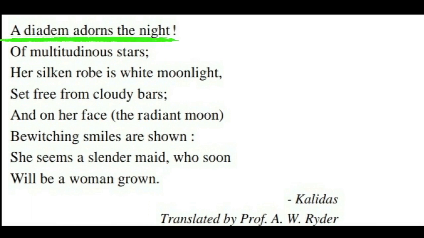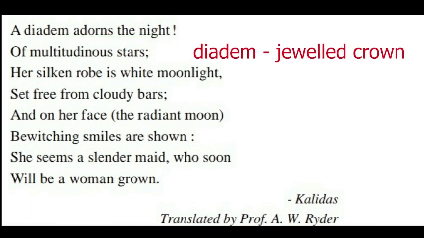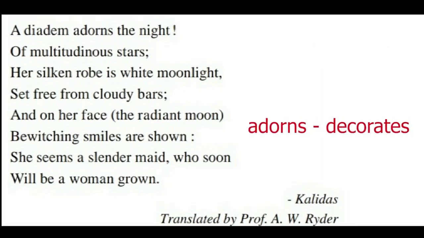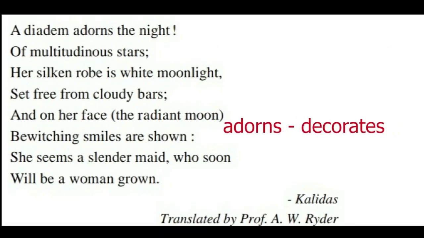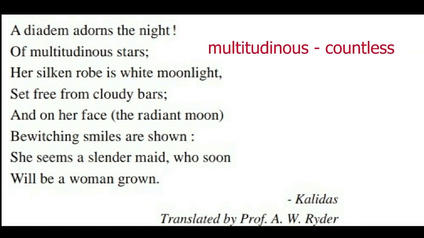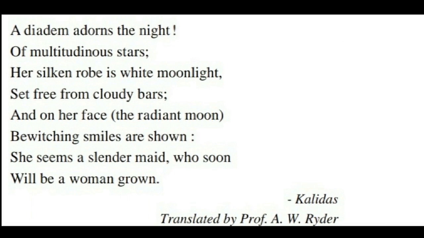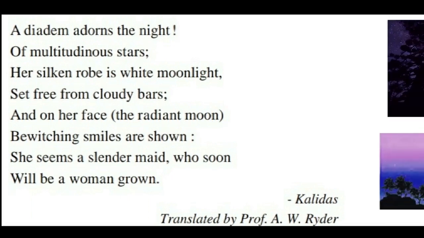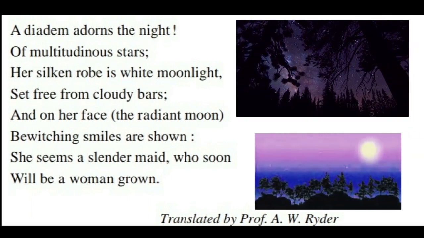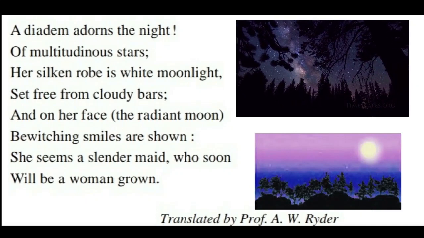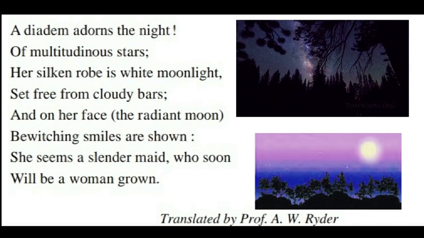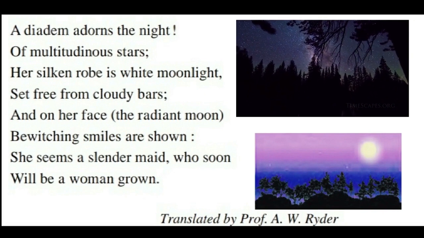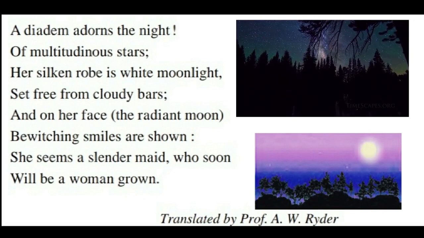A diadem adorns the night of multitudinous stars. Diadem, jeweled crown. Adorns means decorates. Multitudinous means countless. During autumn nights, the sky is covered with countless stars. The poet says that this sky of countless twinkling stars is the jeweled crown of the young maiden.